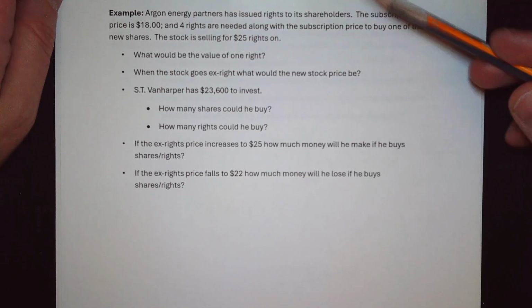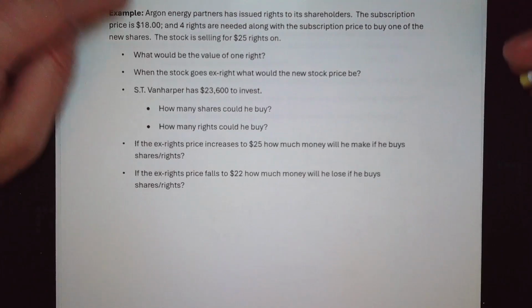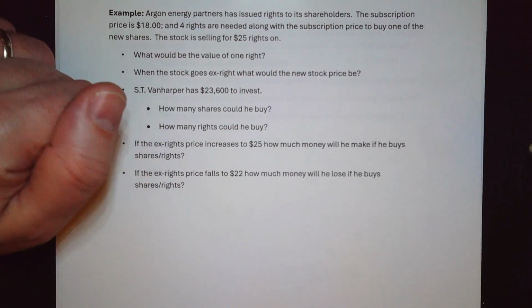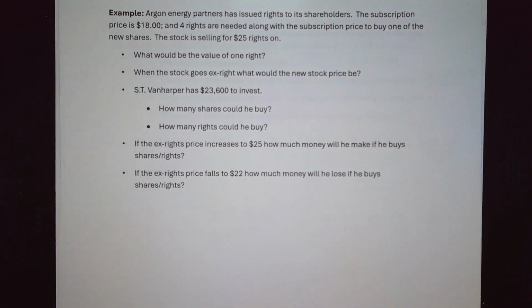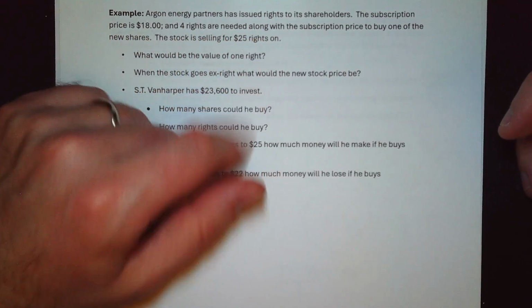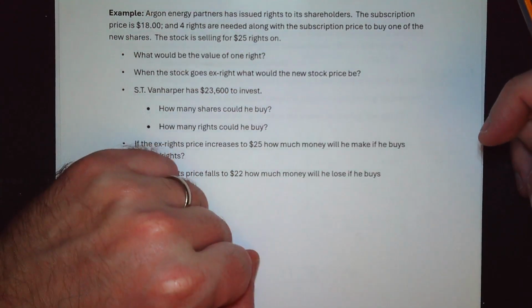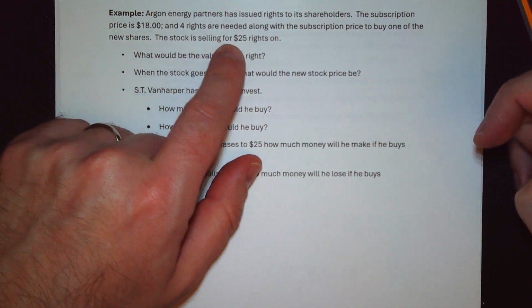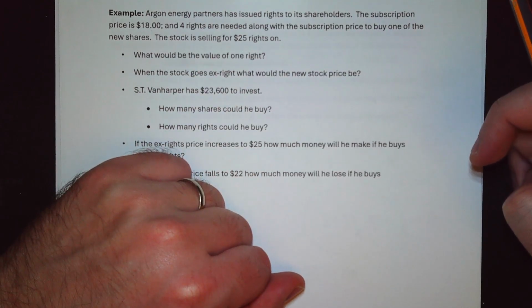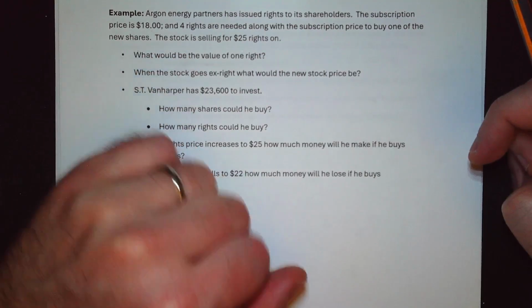Okay, so Argon Energy Partners has issued rights to its shareholders. The subscription price is $18, and 4 rights are needed along with the subscription price to buy 1 new share. The stock is selling for $25, rights on. What would be the value of 1 right?